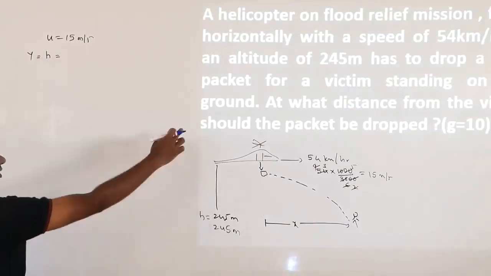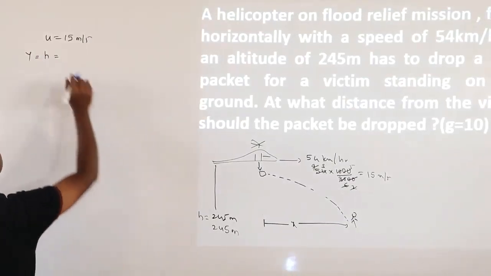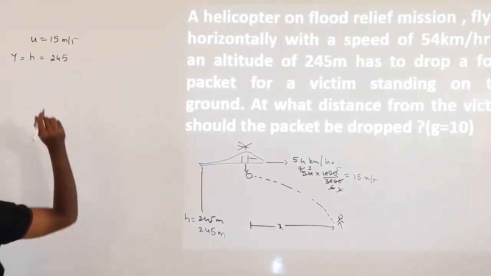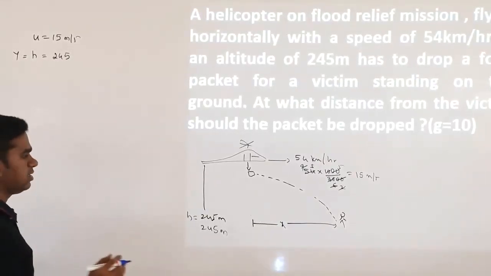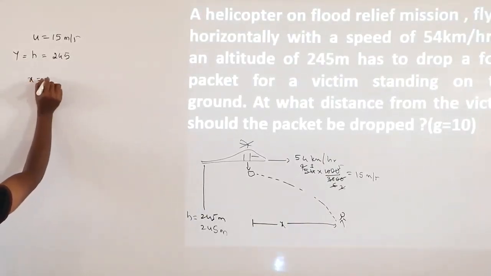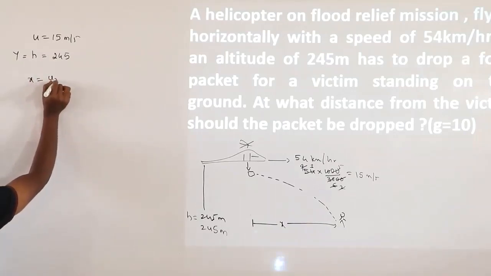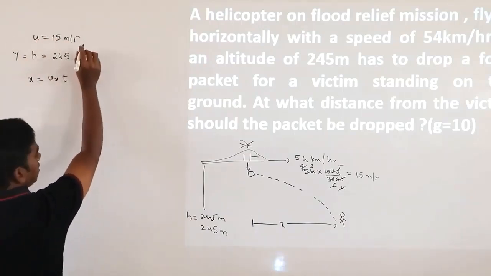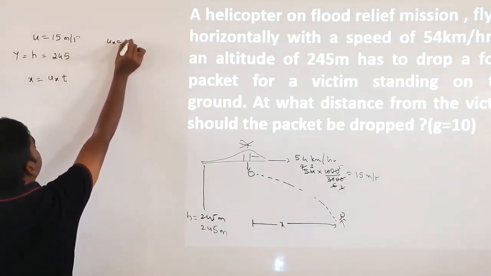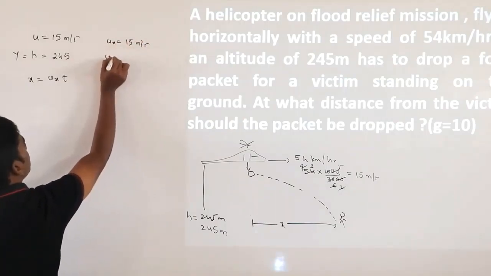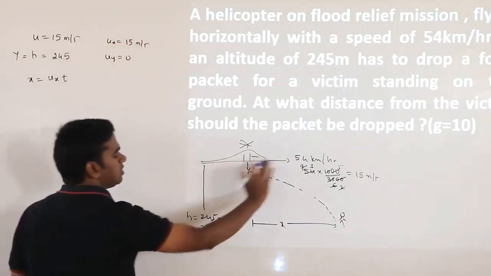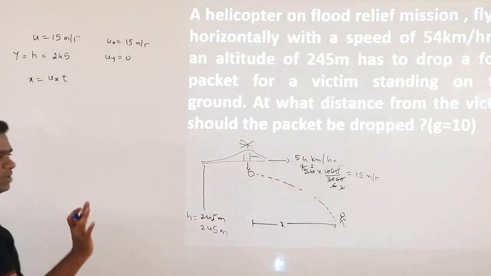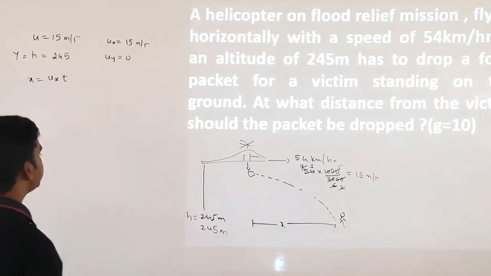And height h, or you can say y, the y axis means vertical distance. How much are they given? They are given 245. What you have to calculate is the horizontal distance. Horizontal distance is what? x equals u along the x, into t. What is u along the x? ux is 15 meter per second only. What about uy? uy is 0. It is only going along the horizontal. There is no component along the vertical, that we have properly discussed in our horizontal projection of the projectile.